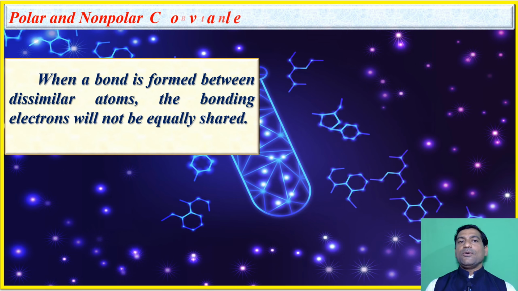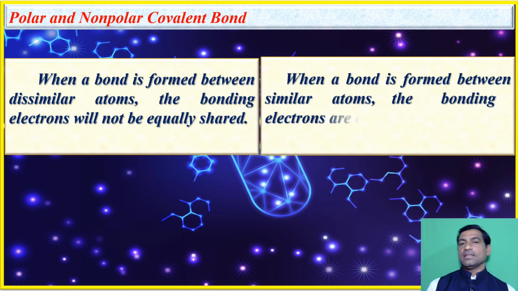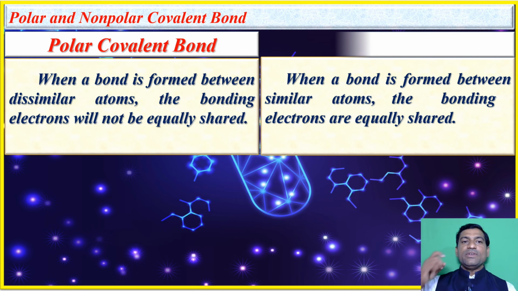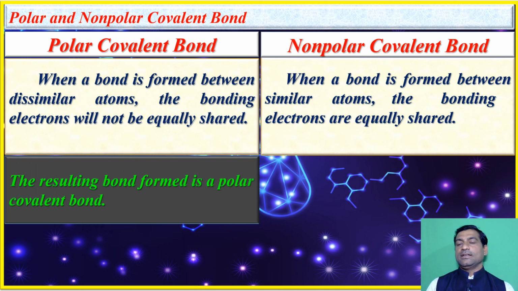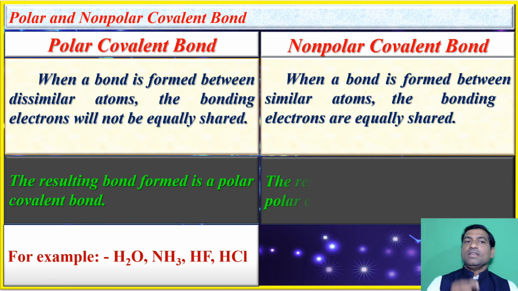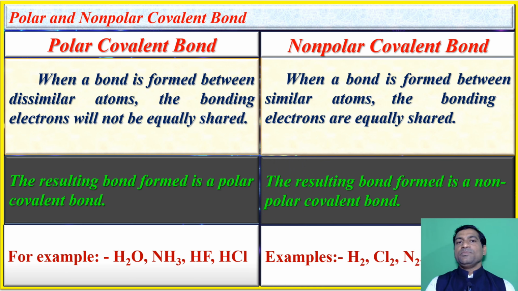The polar and non-polar covalent bond. What is called polar and what is called non-polar? When a bond is formed between dissimilar atoms, the bonding electrons will not be equally shared. So what happens there? When a bond is formed between two dissimilar atoms, that is, the bonding electrons will not be equally shared, that bond is called a polar covalent bond.